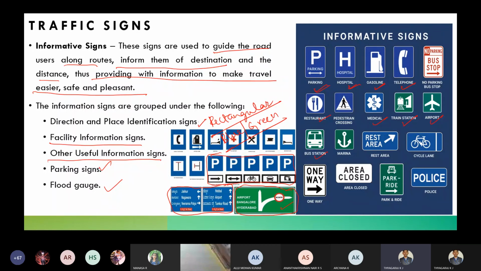Okay, these are the traffic signs we are going to discuss. These are the traffic signs that we are going to adopt in India, and we have already adapted these traffic signs in India. Okay, so I'll end the session here.